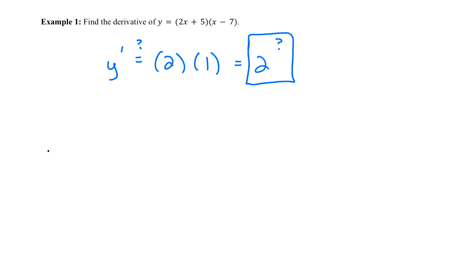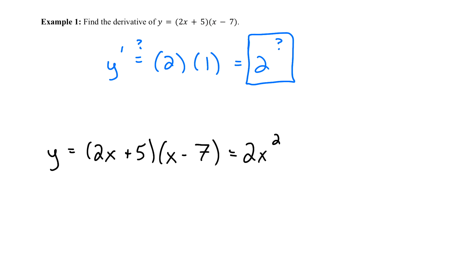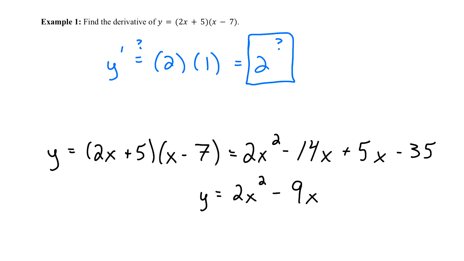I'm going to rewrite it down here. y equals (2x plus 5) times (x minus 7). Instead of finding the derivative right away, I can just FOIL this out. Shouldn't be too bad. I should have 2x squared, minus 14x plus 5x minus 35, or if I combine my like terms, 2x squared minus 9x minus 35.